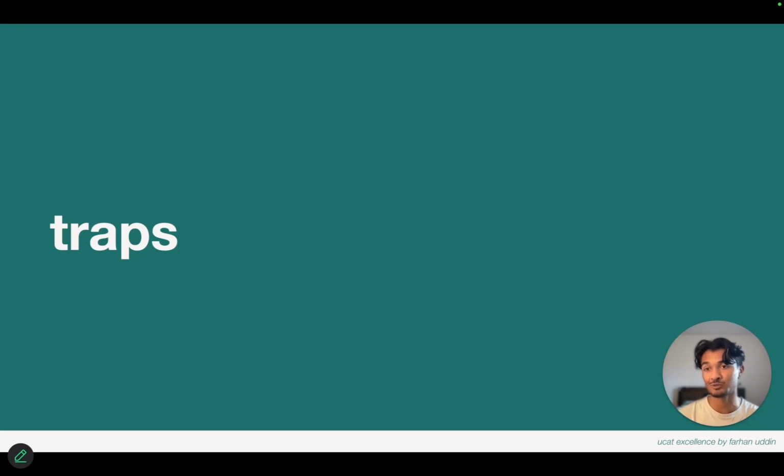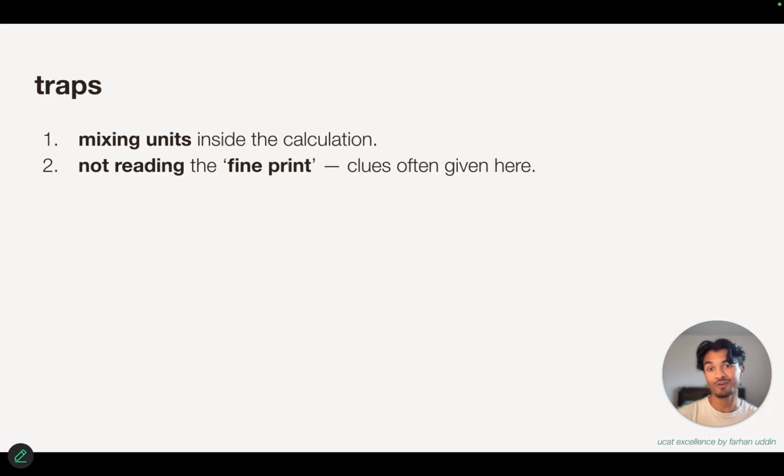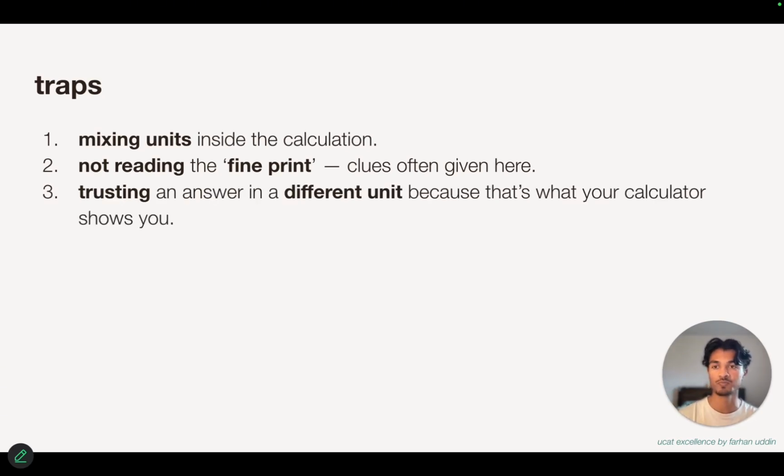Otherwise, here are a couple of traps that students tend to fall into when it comes to area and geometry questions. Number one is mixing units inside the calculation. Absolute no-go. Number two is not reading the fine print, because clues are often given there. Now, I can't tell you how many marks I've lost because I forgot to read it, so please always do. And number three is trusting an answer in a different unit, because that's what your calculator shows you.